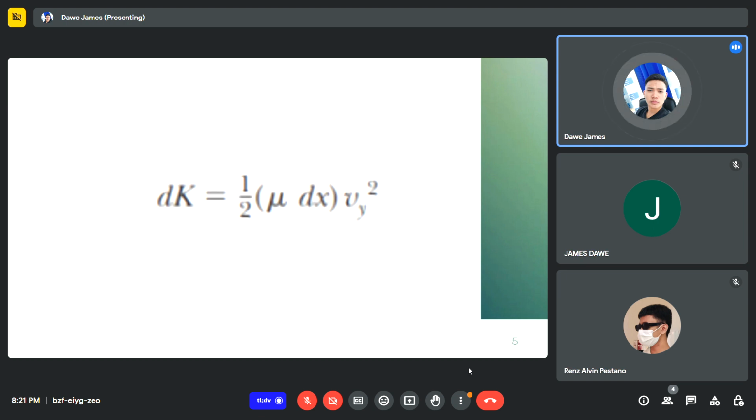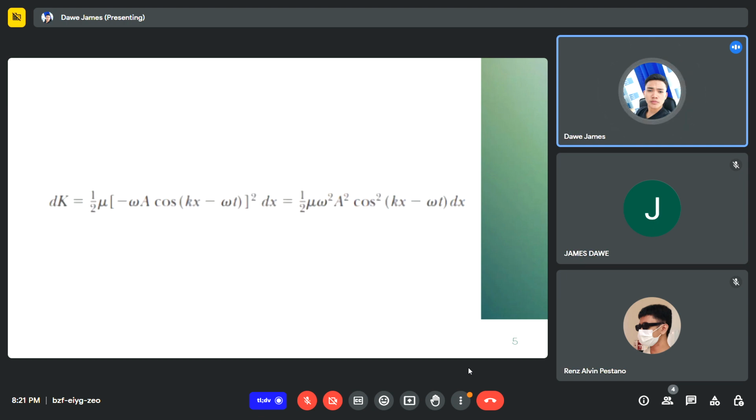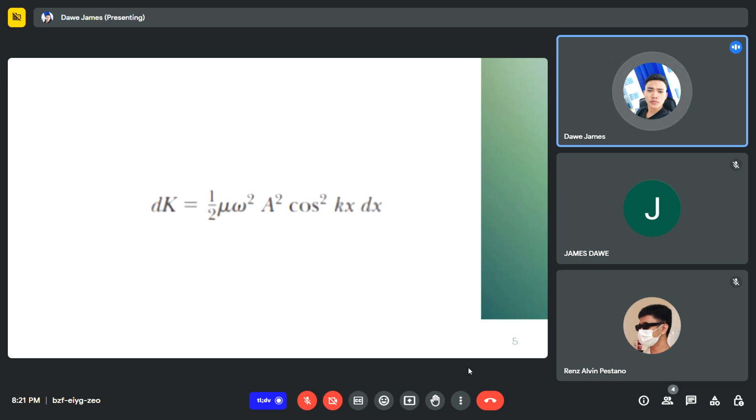So, let's proceed. If we take a snapshot of the wave at time t = 0, this is the kinetic energy of a given element. This is the procedure of it. So, next slide. Integrating this expression over all the string elements in a wavelength of the wave gives the total kinetic energy K in one wavelength.